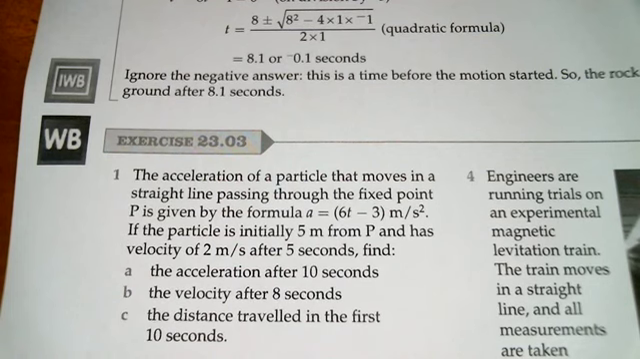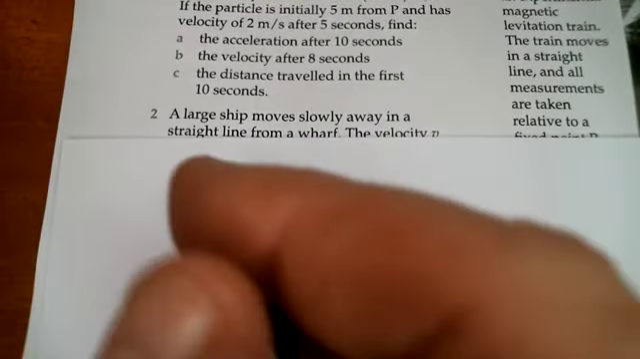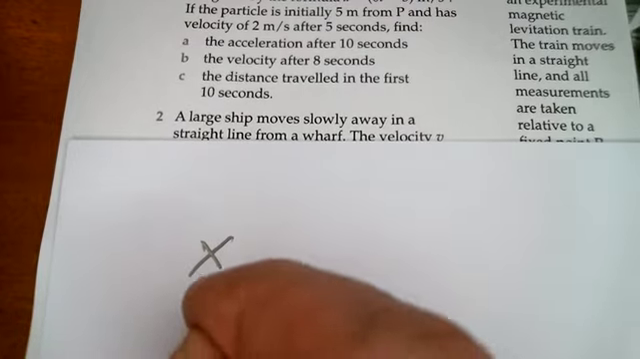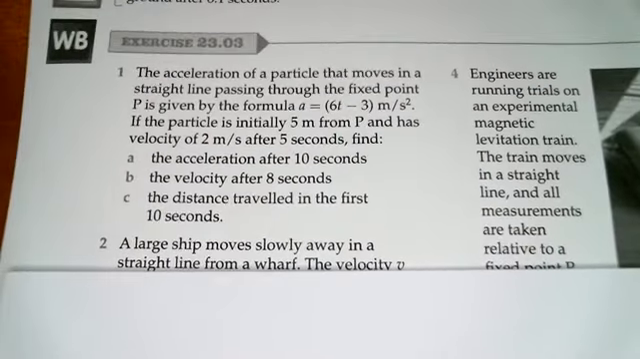So it says the acceleration of a particle that moves in a straight line passing through the fixed point P. So I'm going to actually draw this up. So I've got a point here. I'm going to call this point P. Particle passes through that point. And it's got an acceleration given by the formula. And it's got it in brackets, by the way.